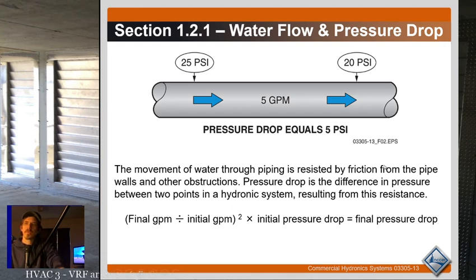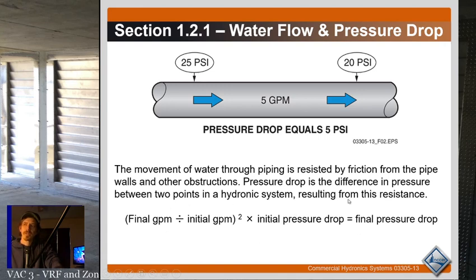The movement of water through piping is resisted from the friction of the pipe walls and other obstructions, so elbows, valves, things like that. Pressure drop is the difference in pressure between 2 points in a hydronic system resulting from this resistance. So the final GPM divided by the initial GPM, squared, times the initial pressure drop equals your final pressure drop. So that's one way to determine your pressure drop.